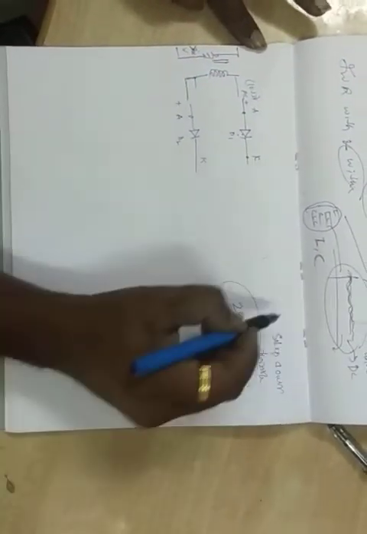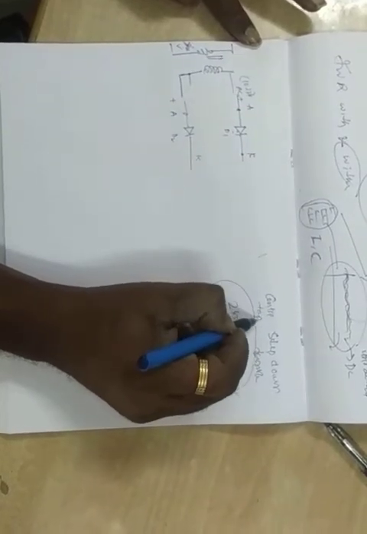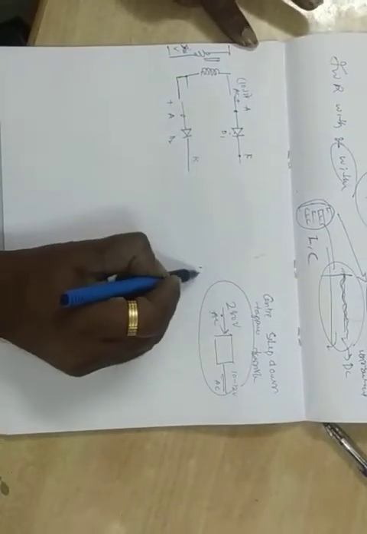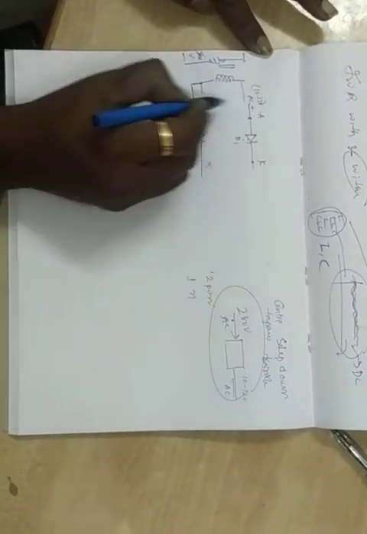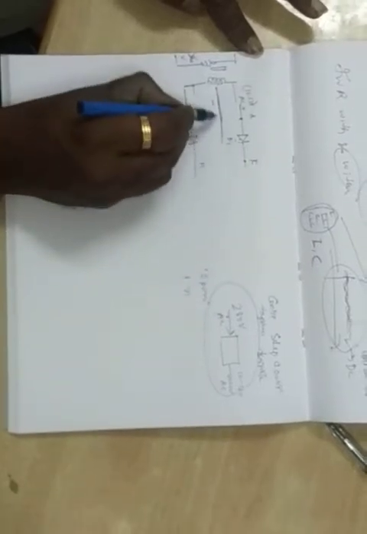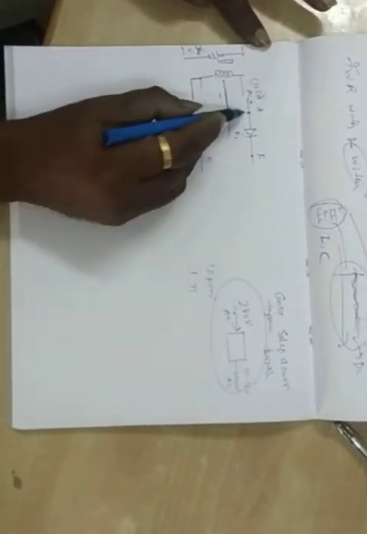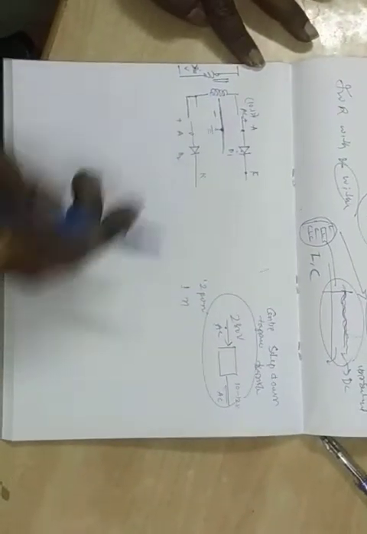This is called a center tap step down transformer, in which we have 2 positives and 1 negative. These 2 are the positives, and the negative will be grounded. The 2 positives are connected to 2 diodes, and the negative is connected to ground.